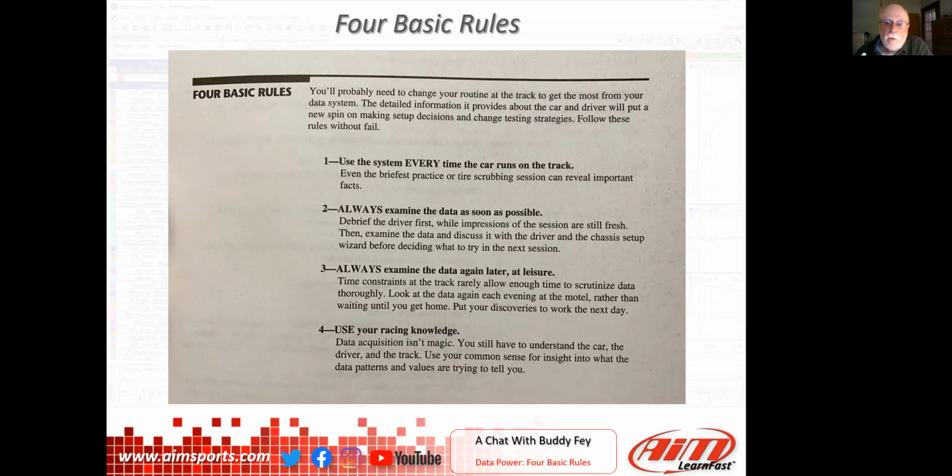And that's where you use your racing knowledge and you look at the data and you say, well, okay, what I'm seeing here, and what I know about this car, and what I know about the way that the person driving it drives, I think I'm going to maybe try this. And you try something, and back to that rule number 1 in the basic rules, the driver comes in, he says, this changed this. You take a quick peek at the data, you say, yep, I see the difference. We did a good thing or we didn't do a good thing. Keep going.